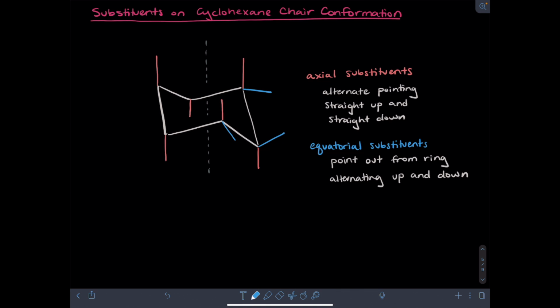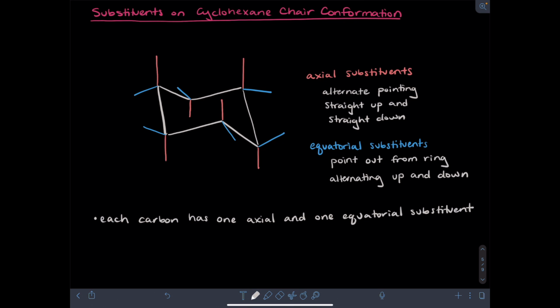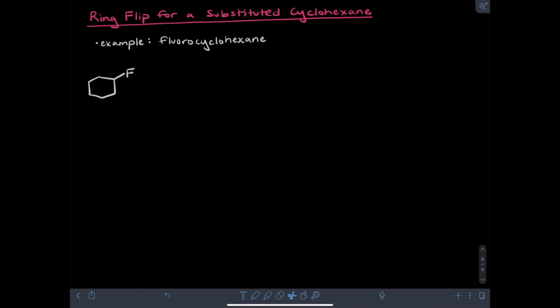For the left half of my molecule, my equatorial substituents are going to point toward the left side instead. I'll have one pointed up and to the left, down and to the left, and up and to the left. Looking at this diagram, I want you to notice that each carbon has one axial and one equatorial substituent on it.